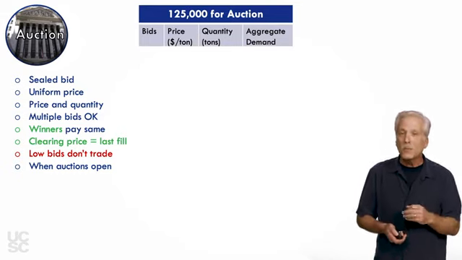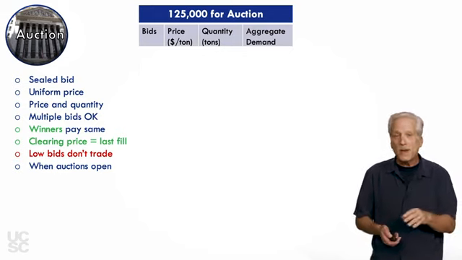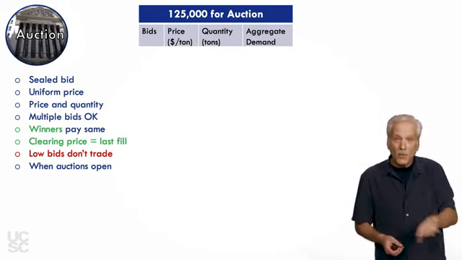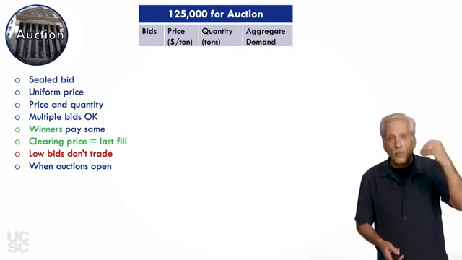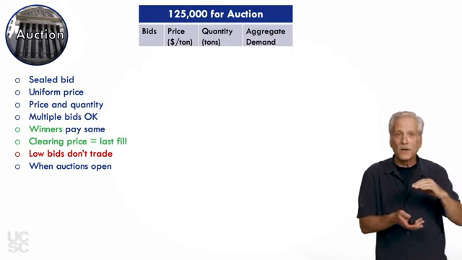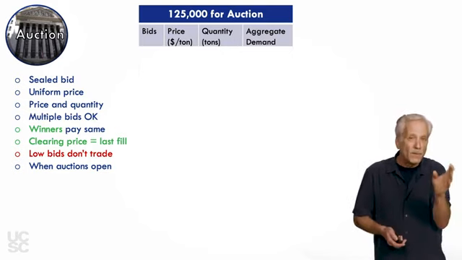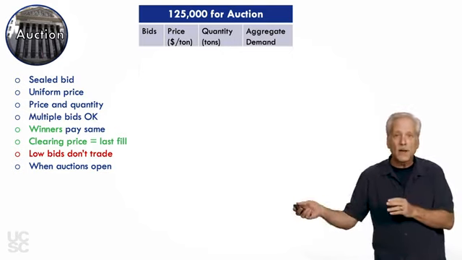You can put in multiple bids. You can say, you know what, if I can get these allowances at a low price, I'm willing to buy more. But if I have to pay a higher price, I'm going to reduce the volume that I'm going to buy. I can bid for year 1 or year 2 or 3 allowances.